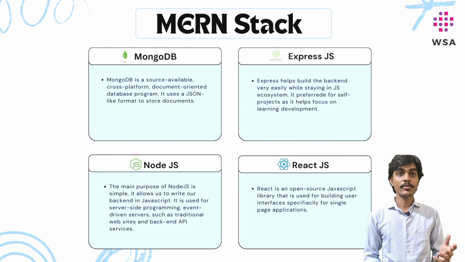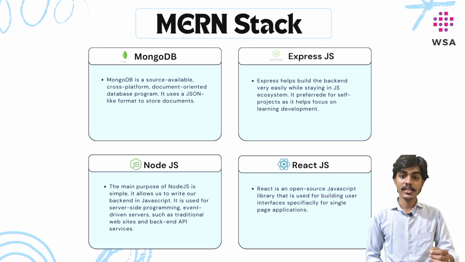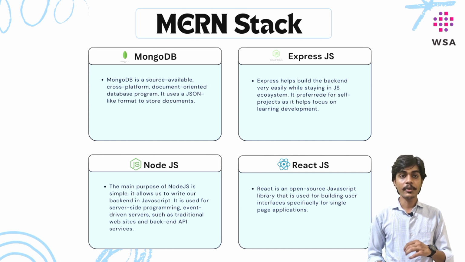Now I will discuss the MERN stack because our project is totally based on the MERN stack. MERN is constituted from four letters: M, E, R, N. M stands for MongoDB, E stands for Express.js, N stands for Node.js, and R stands for React.js. So first of all, I will talk about MongoDB.